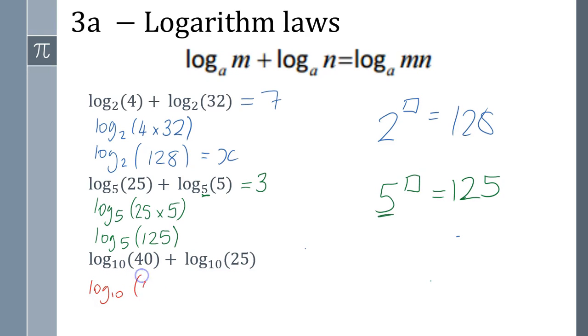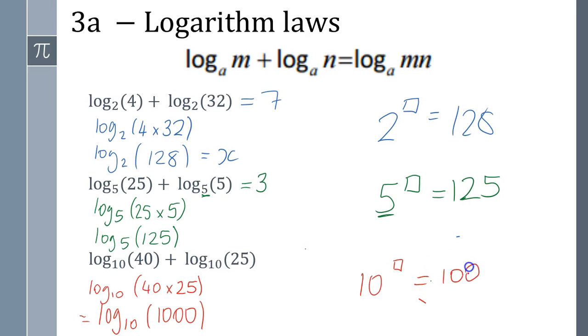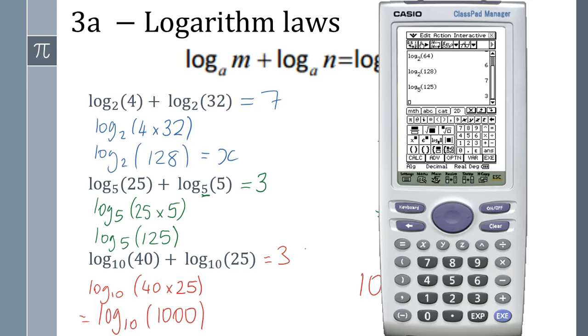So log base 10, 40 times 25. Really regretting not bringing a calculator with me. 4 times 25 is 100, plus 1 is 1,000. So log base 10, 1,000. We're trying to find 10 to the power of what equals 1,000. 10 to the power of 1 is 10, to the power of 2 is 100, to the power of 3 is 1,000. Therefore, this log equals 3. I'm going to check that on the calculator too. Log base 10 of 1,000 equals 3.